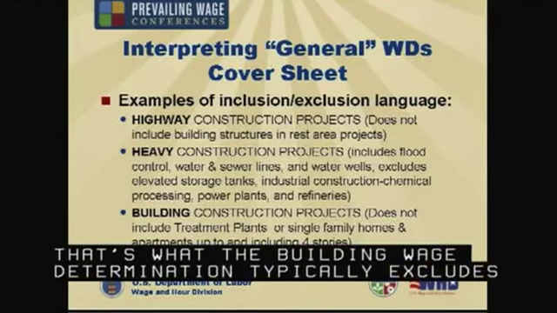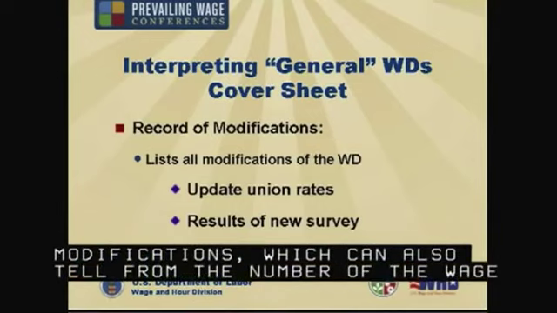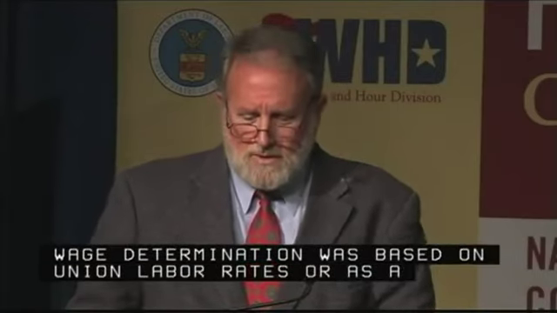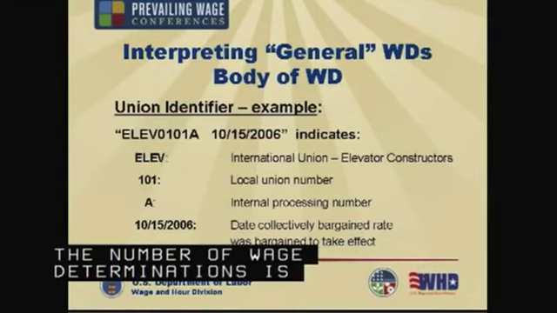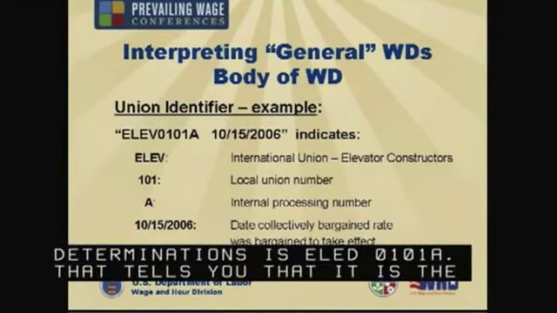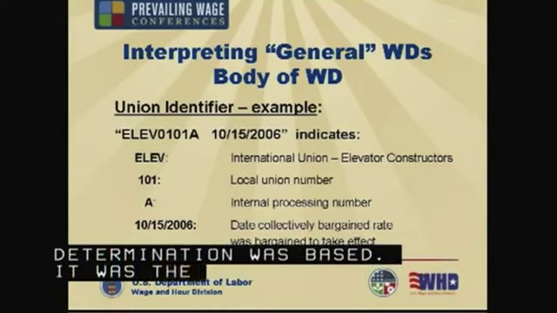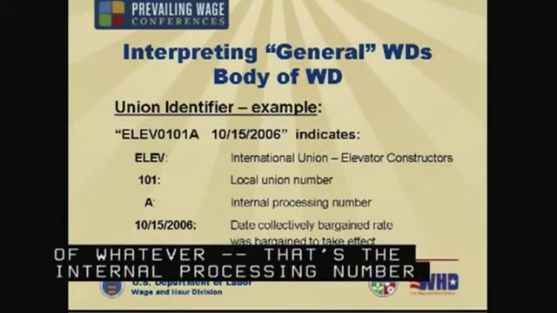We talked about the record of modifications. What you can also tell from the number of the wage determination is whether it was based on union labor rates or as a result of a survey conducted by the Department of Labor. These are part of the identifiers, and we're going to go into that. Look at this chart that shows the number of the wage determination is ELEV 0101A. That tells you it was the elevators union collective bargaining agreement on which this wage determination was based. It was Local 101 of that union, and revision A is the internal processing number to show that particular sequence of wage determination.